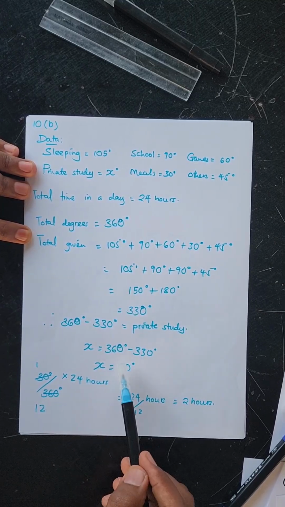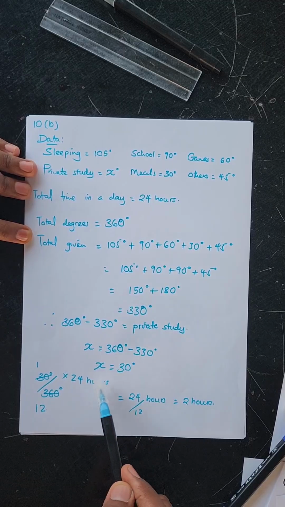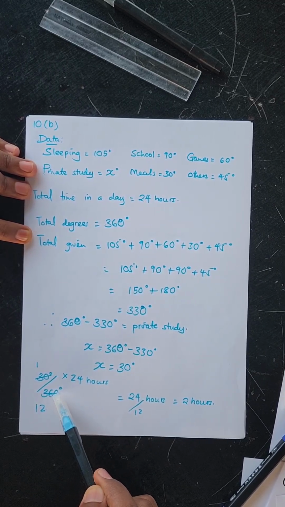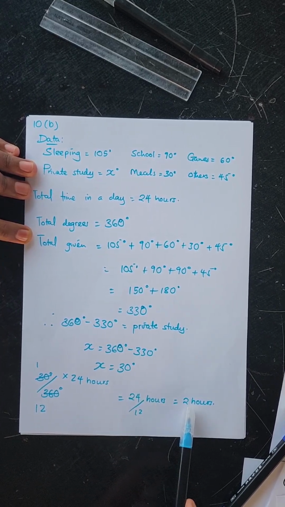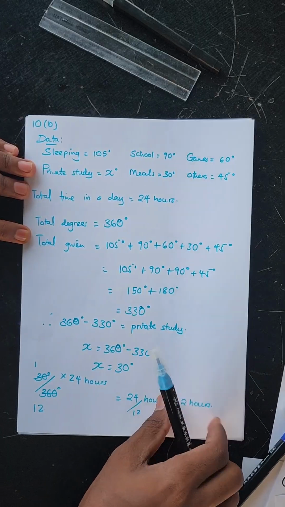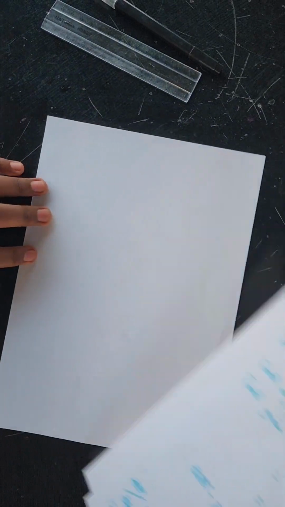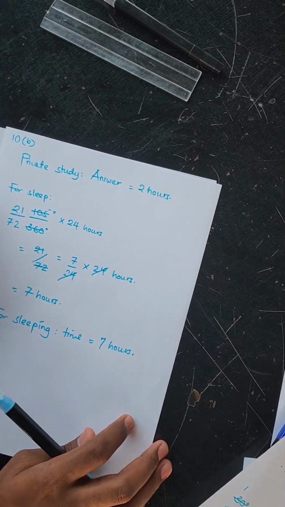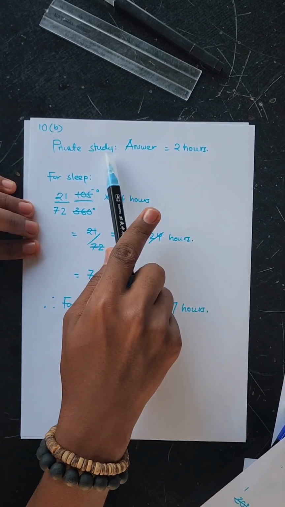Now we need to convert this into hours. How do we do that? We take the number of degrees for that particular thing, which is 30, divided by the total number of degrees for the whole circle, times the total number of hours in one day. After doing the math, it gives us 2 hours. So that means that John spends 2 hours on private study.